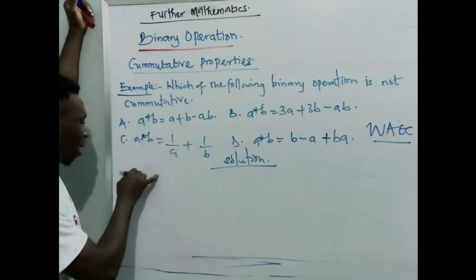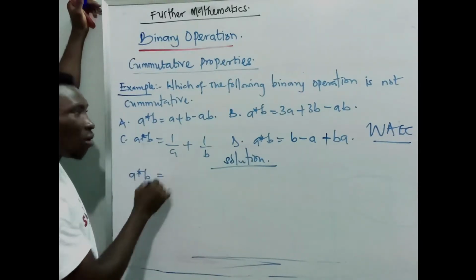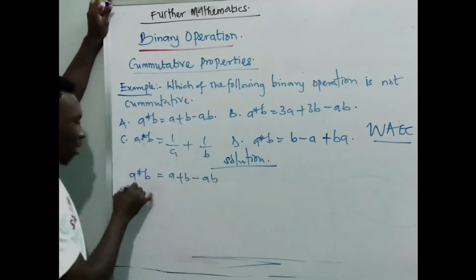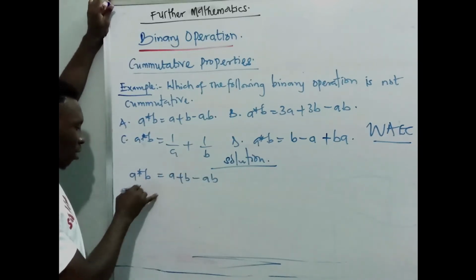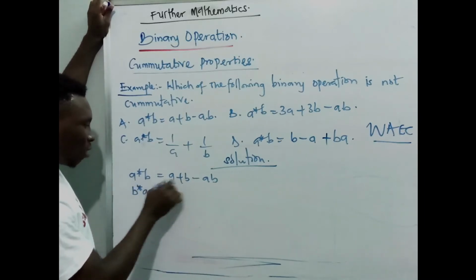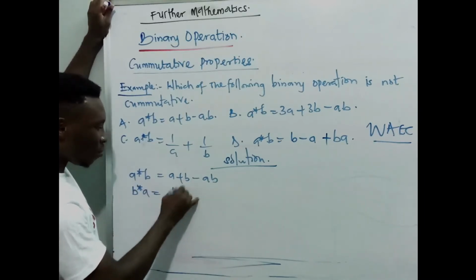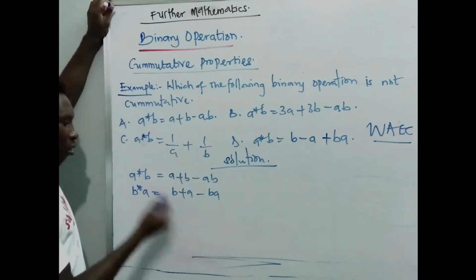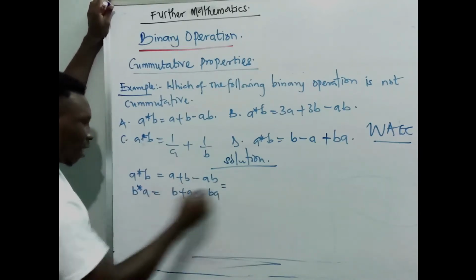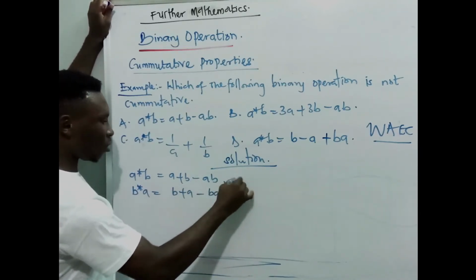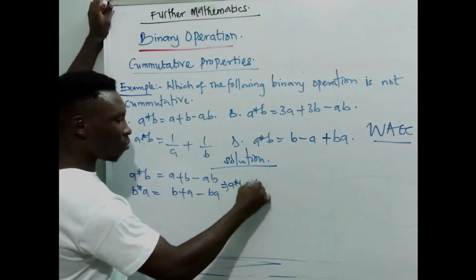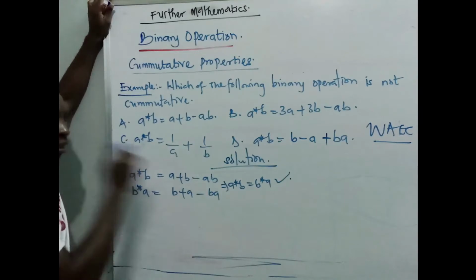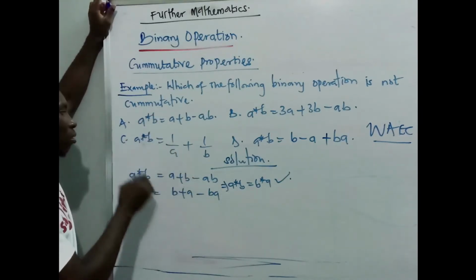So, you have here that A operation B is equal to A plus B minus AB. Now, you have to reverse it. If it's commutative, then B operation A becomes B plus A minus BA. Now, if you pay close attention, this is equal. That is, your A operation B is the same as your B operation A. Therefore, it is commutative. Now, you have to test all the options.